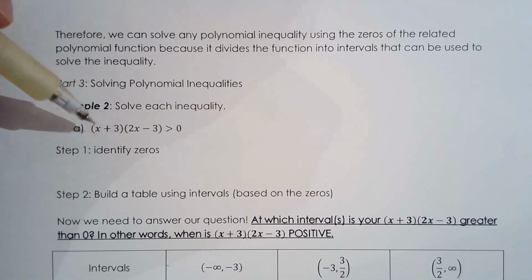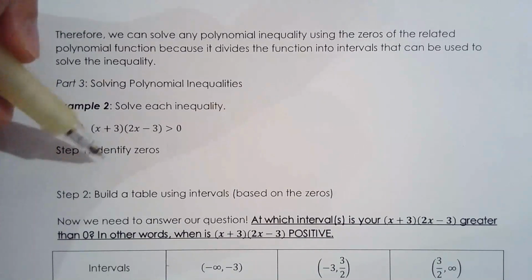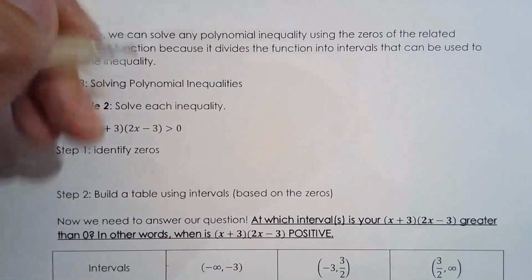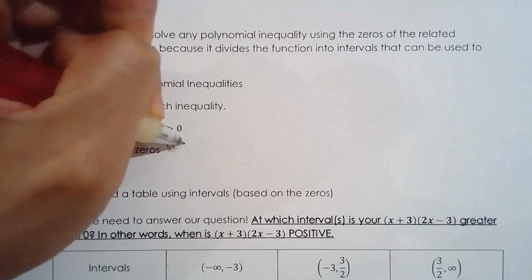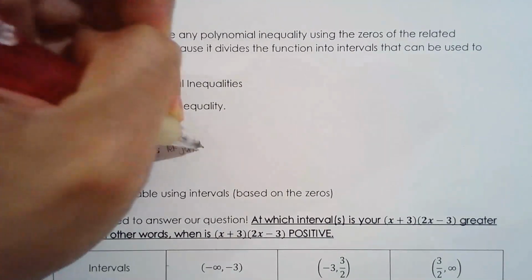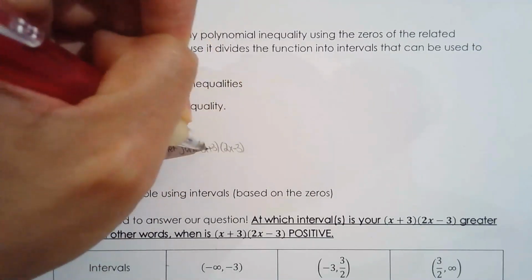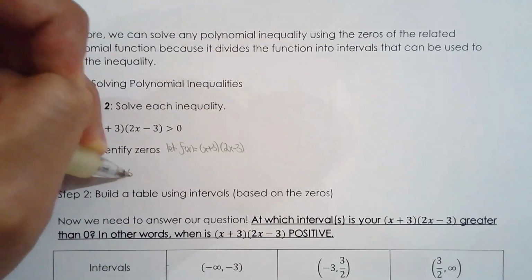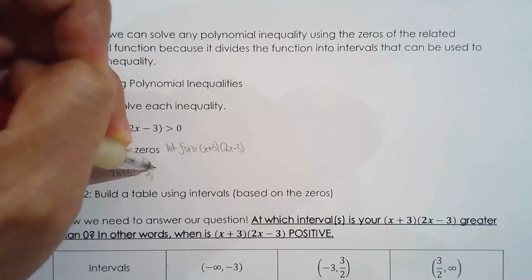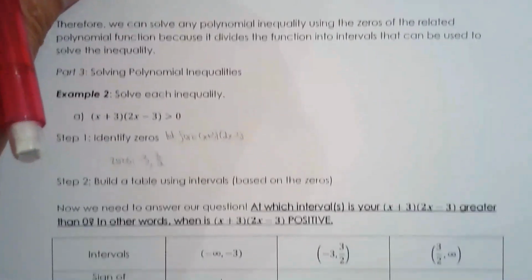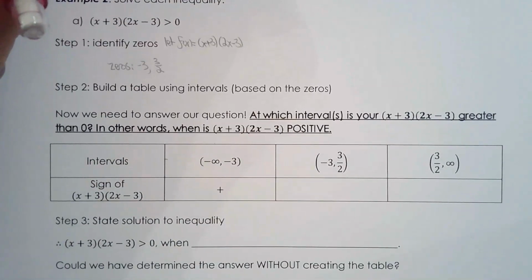So first, we want to identify the zeros, which will then enable us to build the interval table. So first I'm going to say let f of x equal (x + 3)(2x - 3). So that means our zeros are negative 3 and 3 over 2. And the orders are 1. If I don't specify the order, it's implied to be an order of 1. Now the next thing I'm going to do is build the interval table.